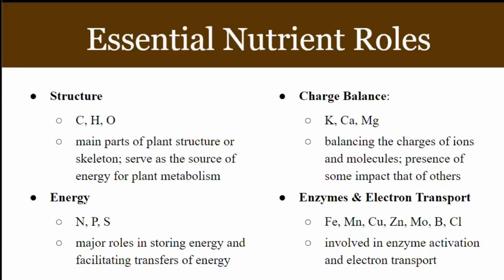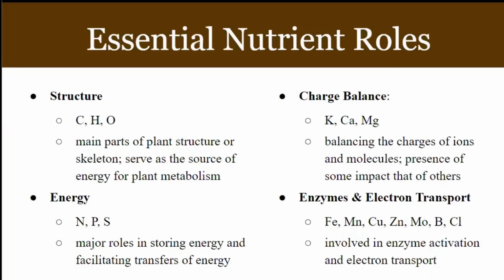So if you're remembering back to chemistry, or if you're in chemistry now, think about examples like NADH or NADPH and ATP and all of those energy molecules. That's why those are as significant as they are, because without them, the plant can't break those bonds and get energy from it. And sulfur is within the enzymes and coenzymes.